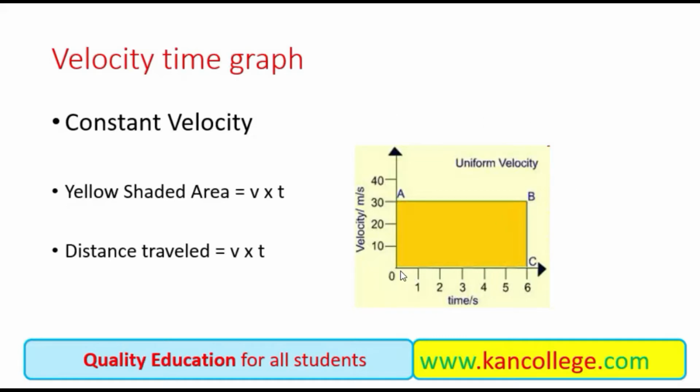if the body is moving in such a way that throughout the time it has a constant velocity, for example, the velocity is 30 meters per second, then the velocity time graph throughout the course of motion will remain uniform, will remain a constant line. The velocity time graph for the complete course of motion will be a straight line parallel to the x-axis or the time axis.